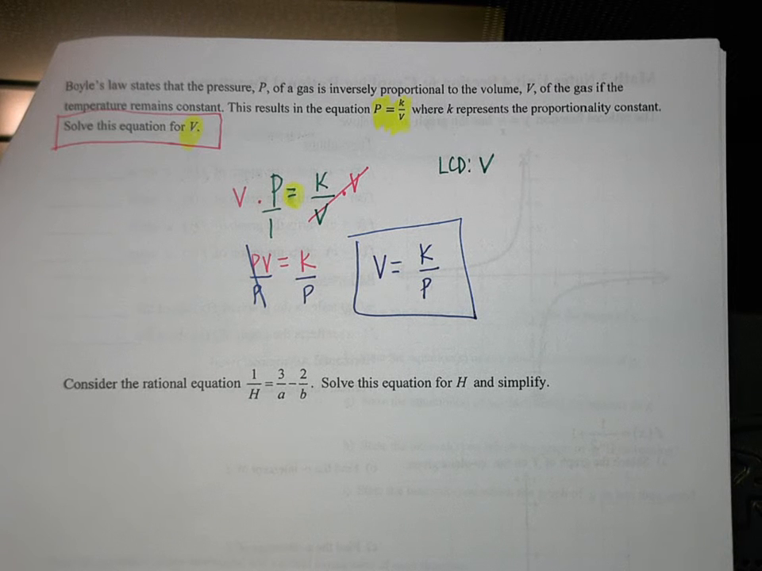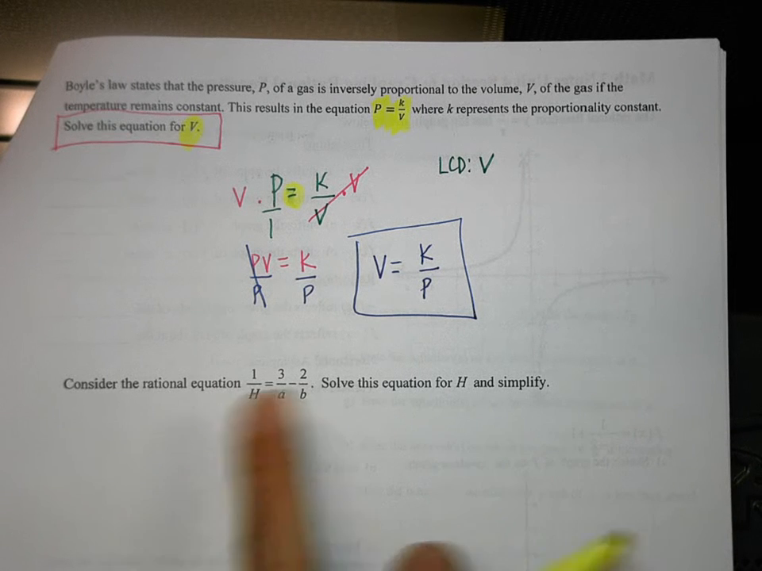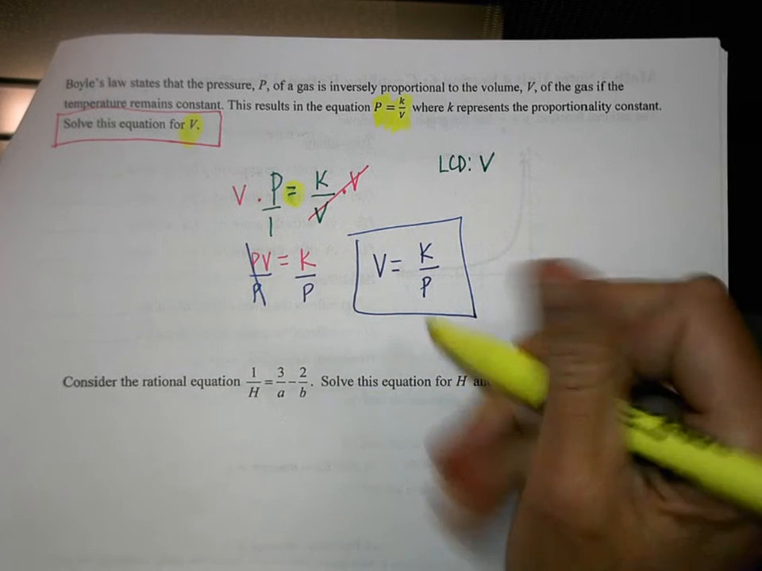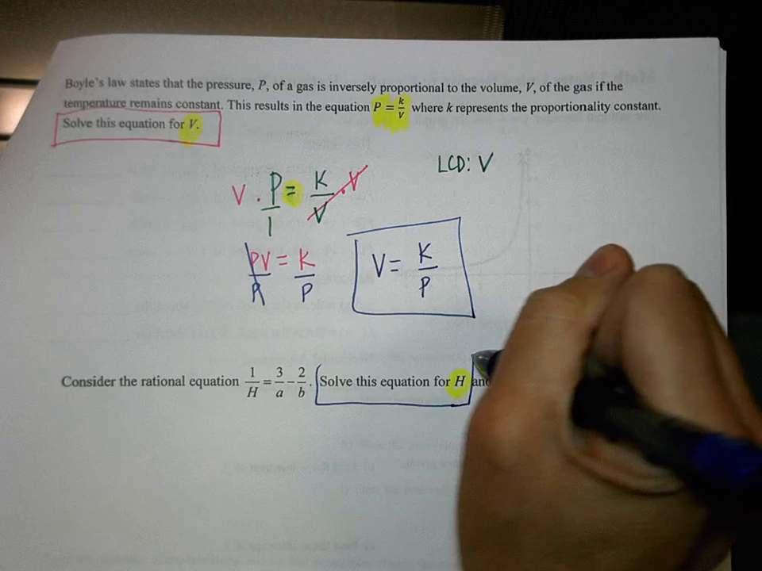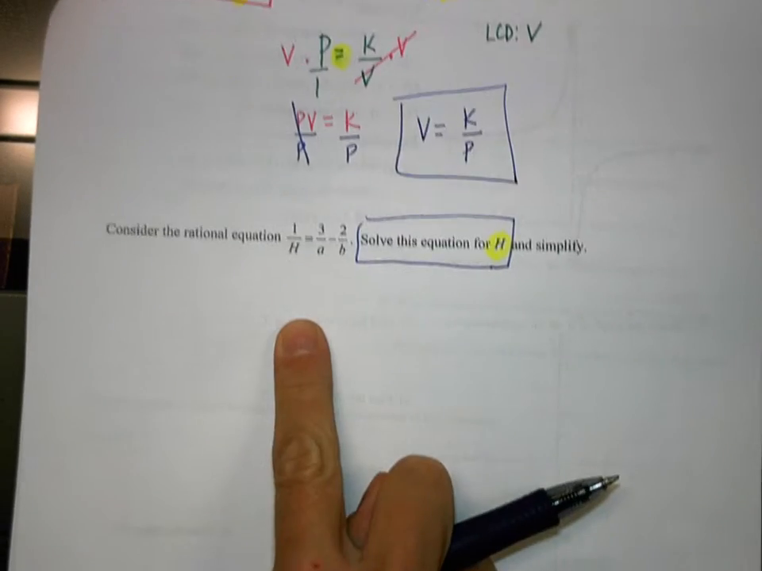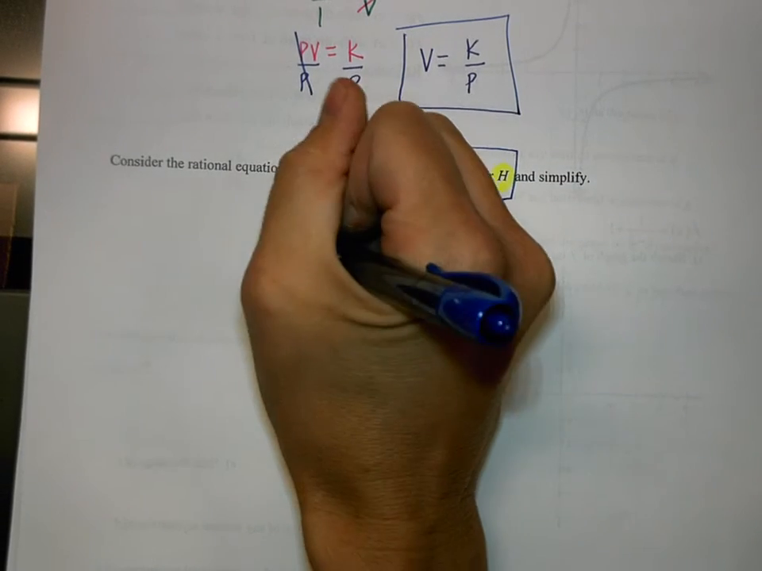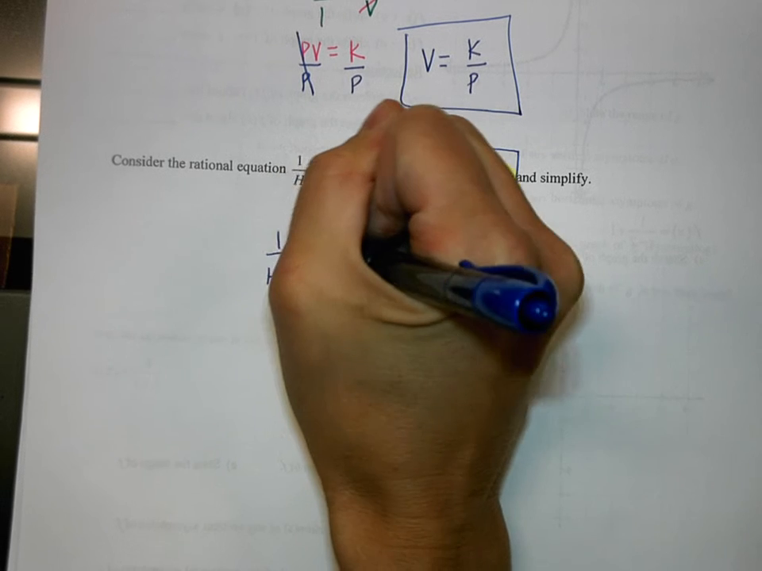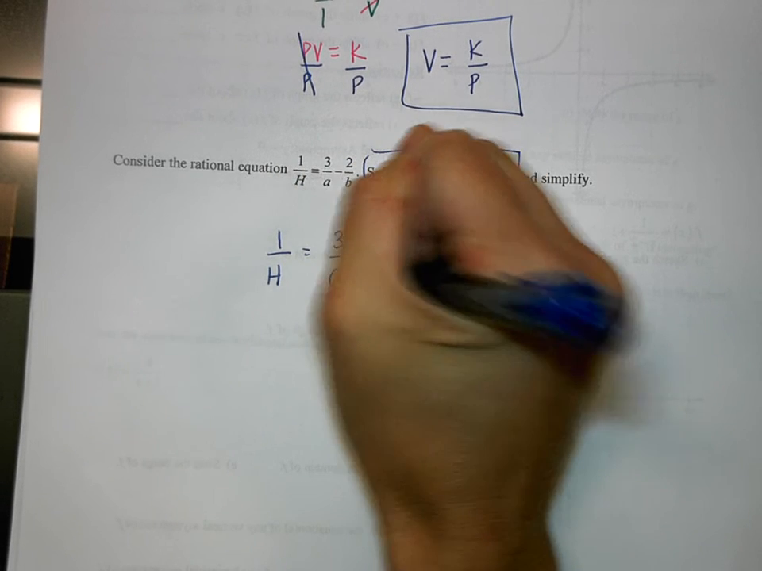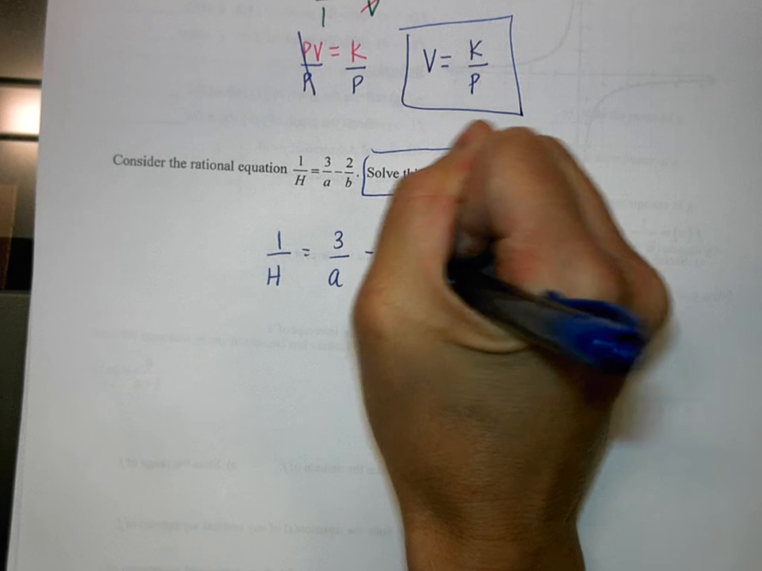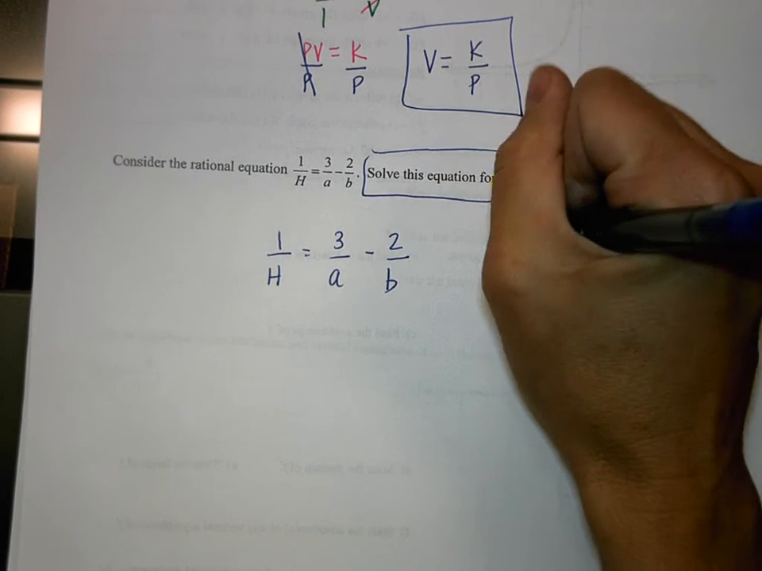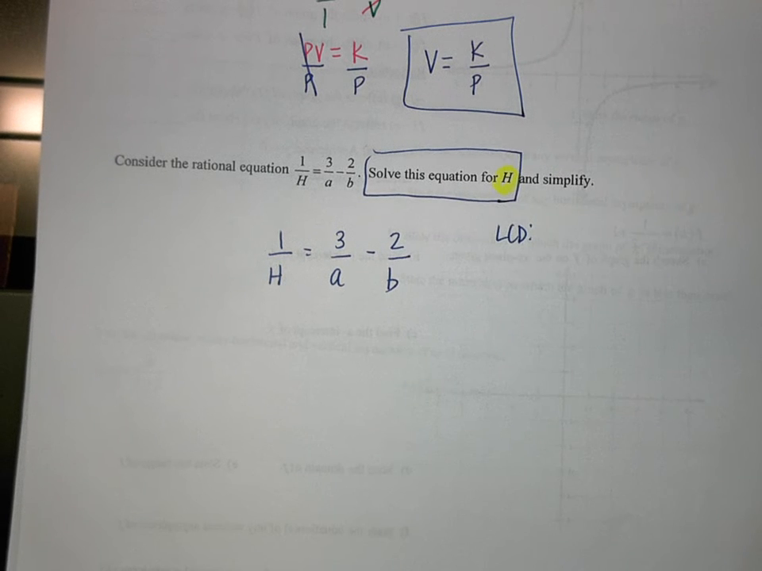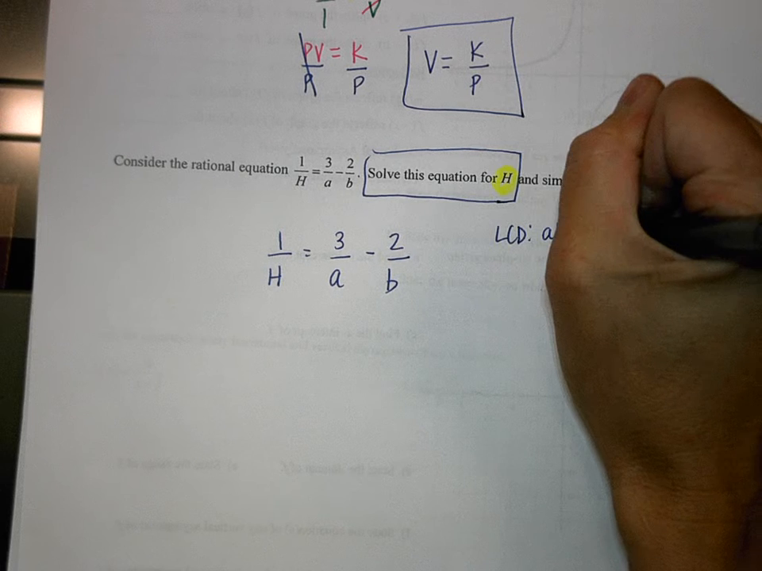Consider these rational equations right here. Solve this equation for H. So again, we want to make sure we are aware of what we're solving for. We have our equation right here, and I'm going to rewrite it. Whenever we have an equal sign, we know we can find the LCD, and then we end up eliminating our fractions. So looking at this problem, what is my LCD? Good, and I'm going to write that in alphabetical order. So I'm just going to write that as A, B, H.